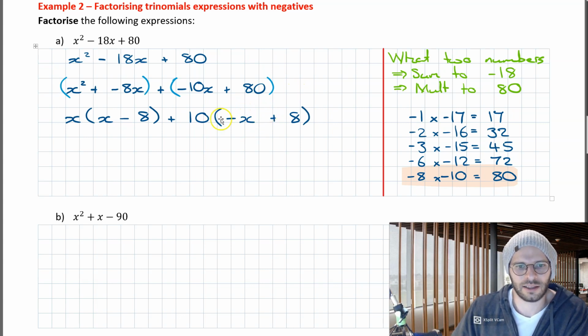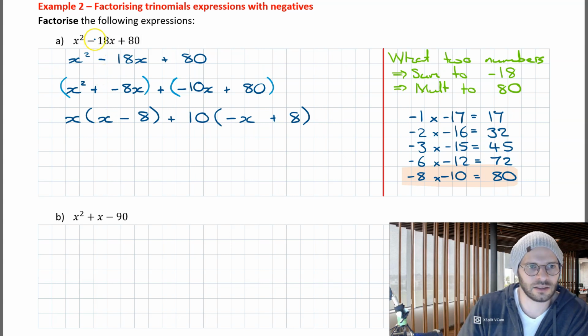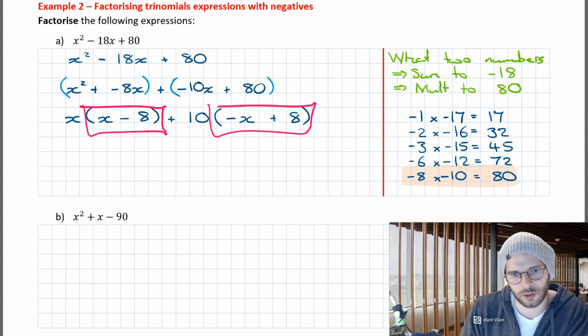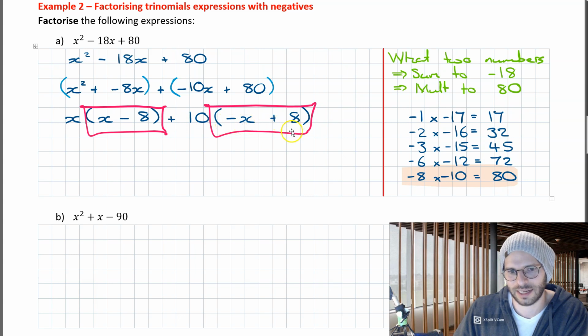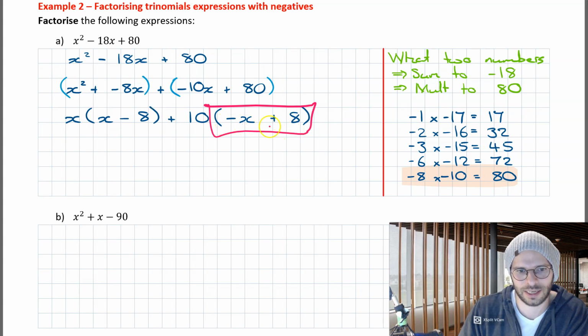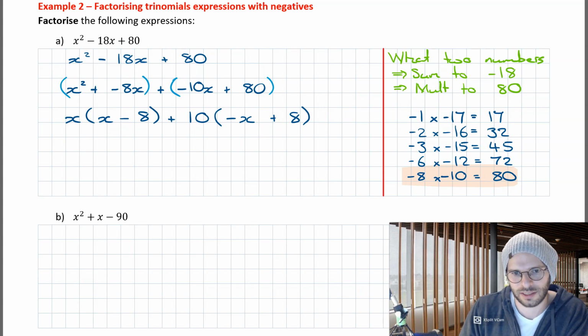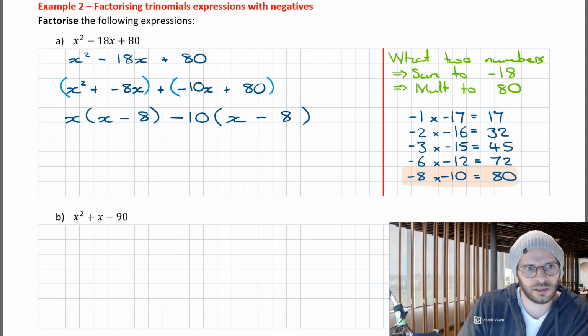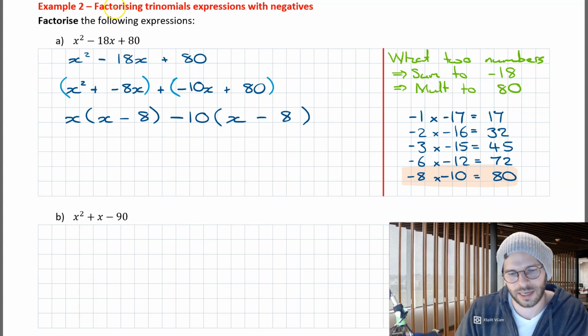Okay, now this almost looks fine, but there's a bit of a problem. If you look at this term here and this term here, they don't match. They're actually the opposite of one another. You've got x take 8 and minus x plus 8. What we need to do is make them the same. The way we can do this is by flipping the signs inside here. So this will become x and this will become minus 8. And in return, we simply change this plus 8 to a minus. So we flip the sign.